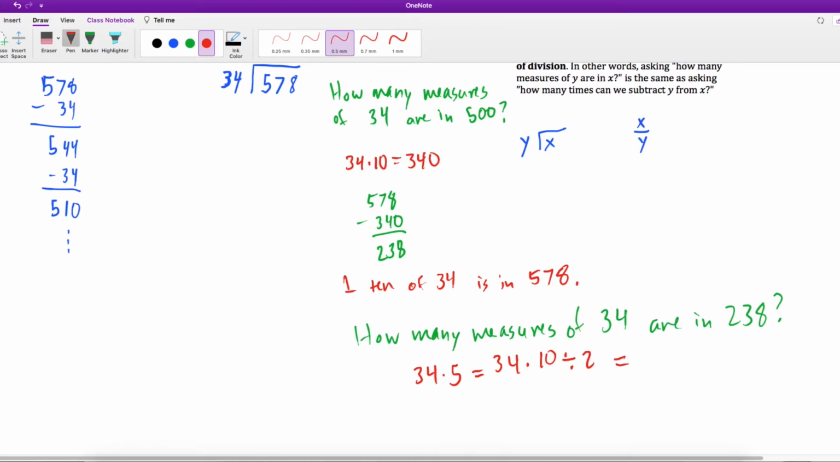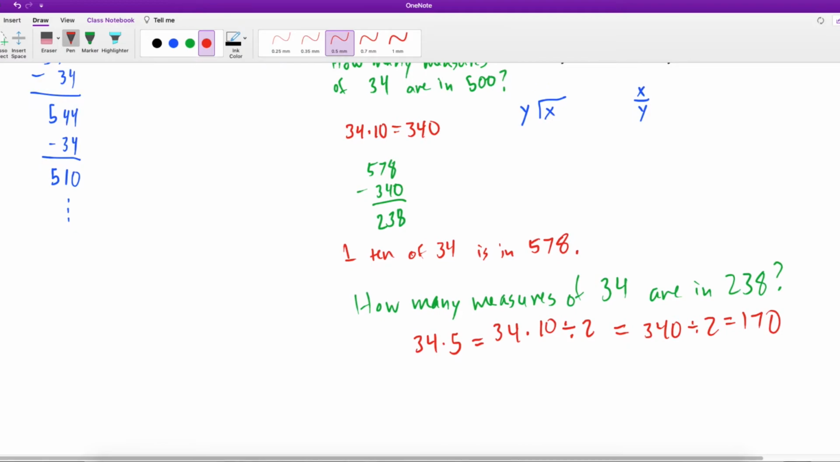And so that's going to be 340 divided by 2, which is 170. You can do this calculation however you want, using the standard algorithm or whatever, it doesn't matter. Okay, so we can definitely fit 5, but we can fit more, right? If you're not sure on this, you can just find out.